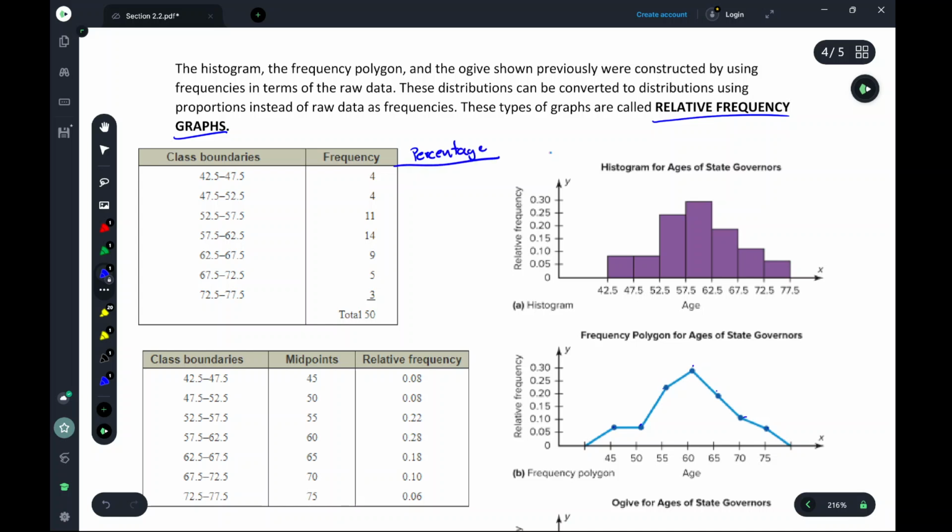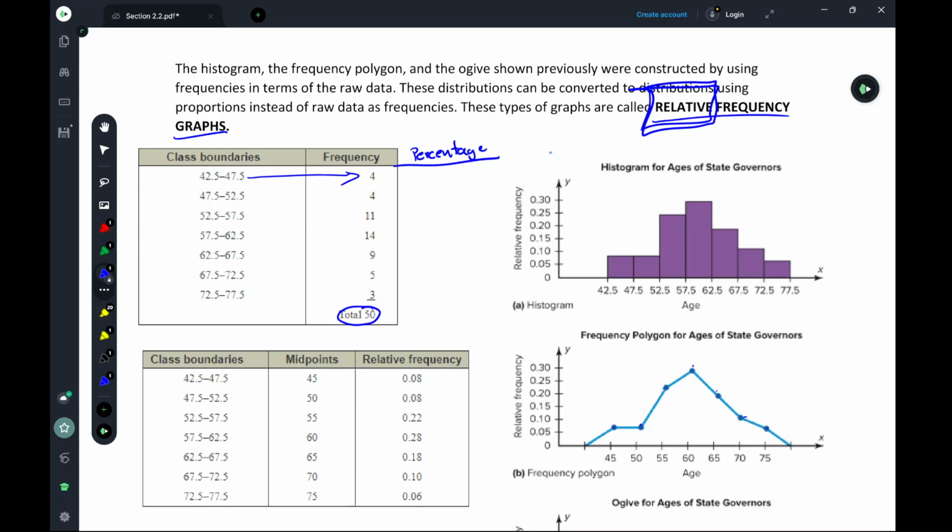Okay, we asked ourselves about percentages. So what do we mean by that? Looking at my frequency distribution, I have a total of 50 values. In this first class, 42.5 up to 47.5, we had 4 total values that fit into that class. Well, a relative frequency is what percentage of my data that represents. Relative frequency is nothing more than percentages.